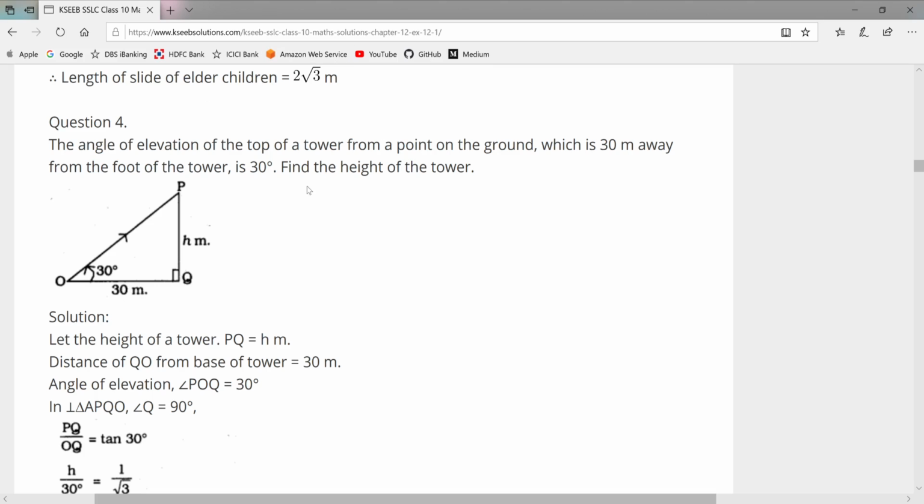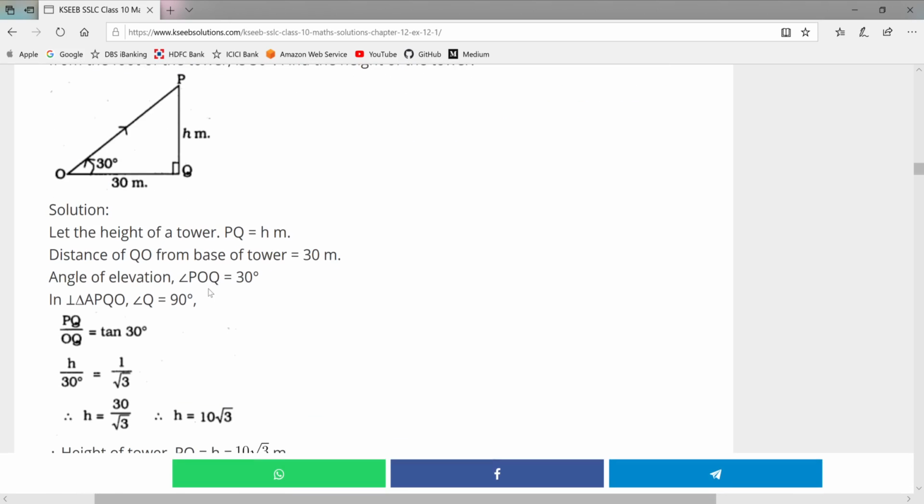What they are asking is to find the height of the tower. The height of the tower is PQ, so this is the tower. We take it as H meter. All the data is written here: the height of the tower is H meter, the distance between Q and O is 30 meter, and the angle of elevation is 30 degree. What do we have to calculate here?